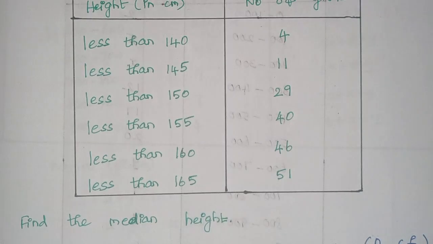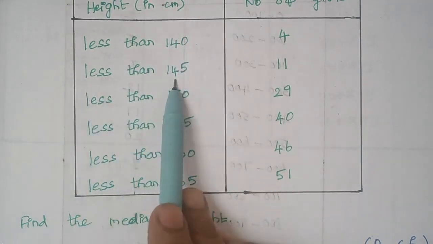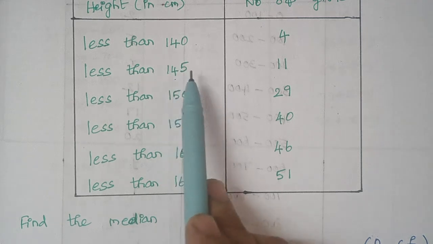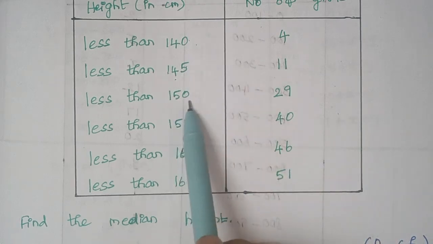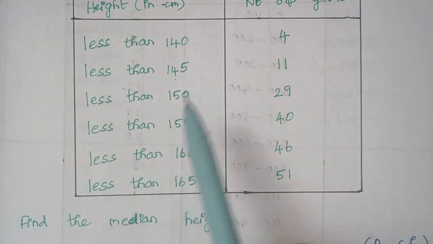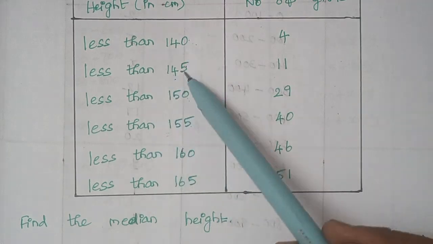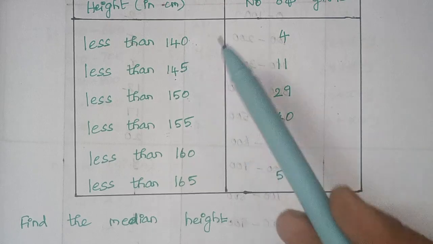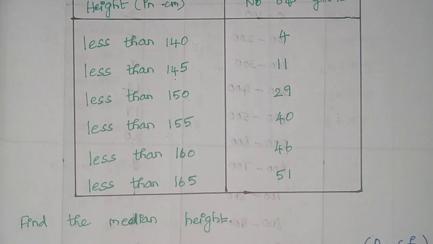Another thing I would like to convey here: less than 140 is okay. But less than 145, what does it mean? Less than 145 includes 140, which is less than 145. Less than 150 includes both 145 as well as 140. Similarly less than 155 includes less than 150, and again 145 and the same 140. This is another trick to check whether the given frequencies are normal frequencies or cumulative frequencies. Am I making it clear?